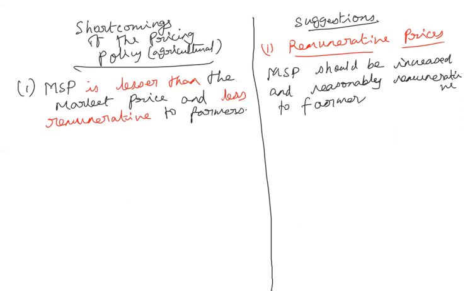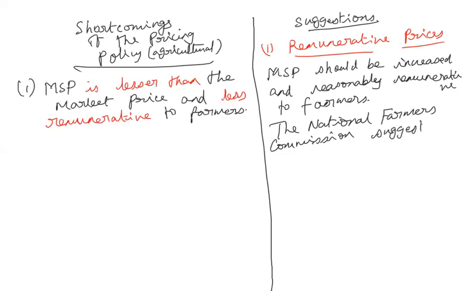In this regard, the National Commission on Farmers suggested that the MSP should be cost plus 50% margin. So they suggested there should be a uniform MSP of cost plus 50% margin. That should be fixed as the minimum support price.